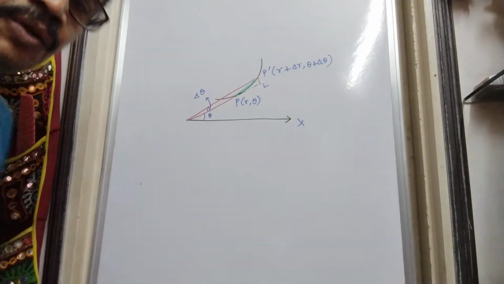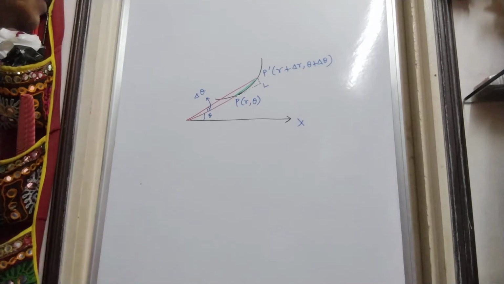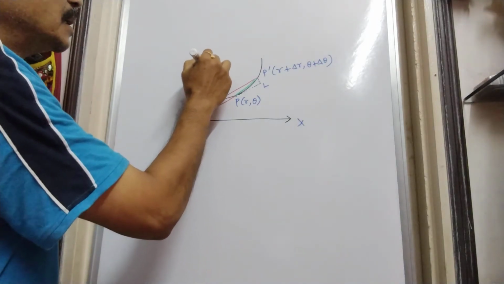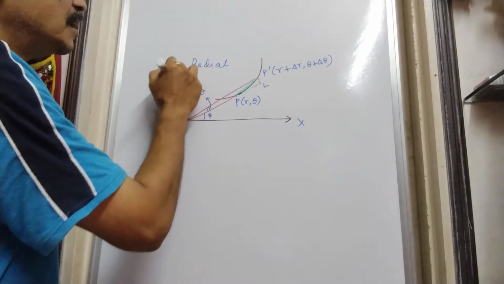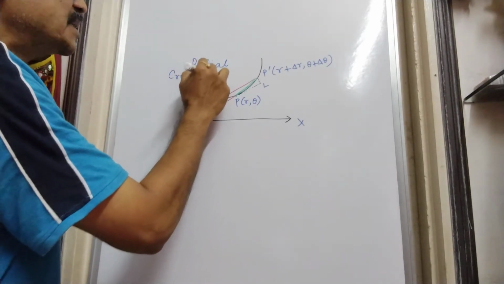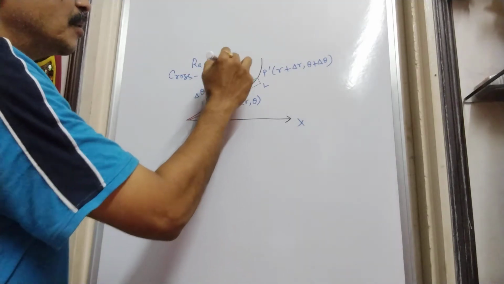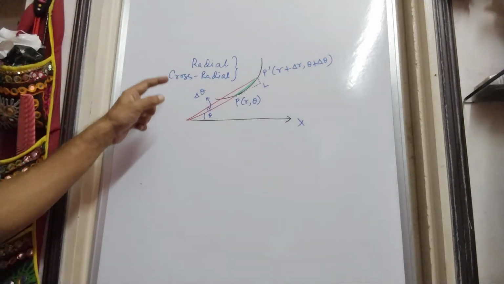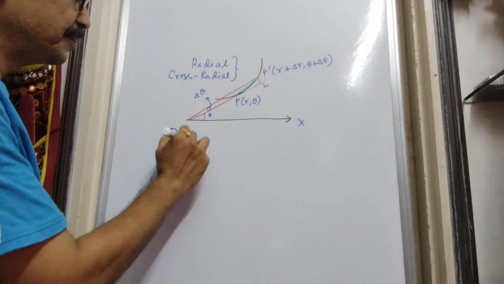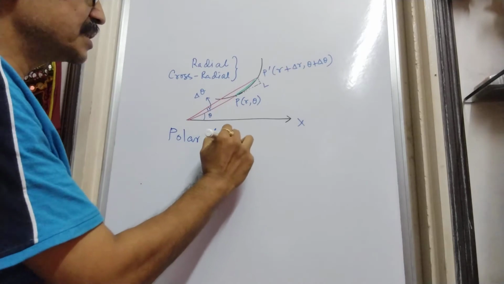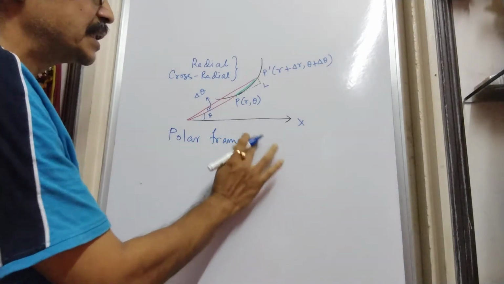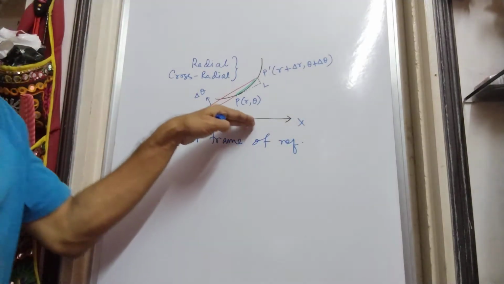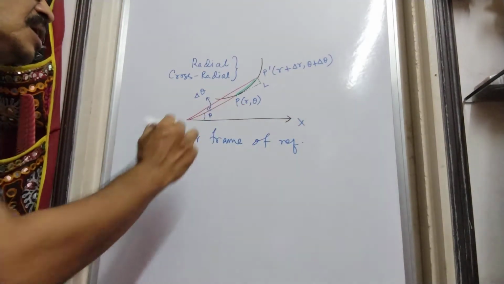Today in this video we are going to discuss radial and cross radial components of velocity and acceleration. This is a polar frame of reference. We all know that in a polar frame of reference we only have an initial line OX with origin O.